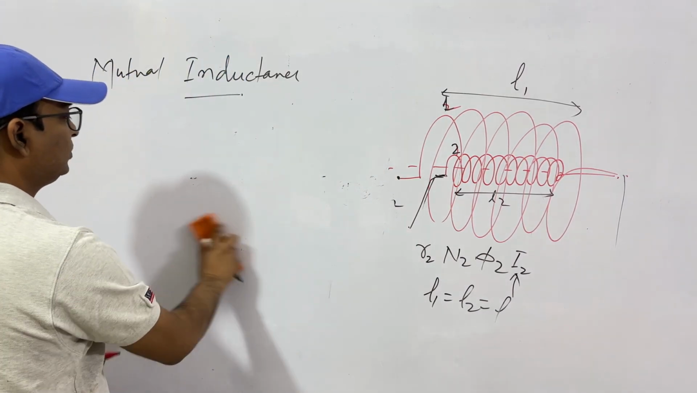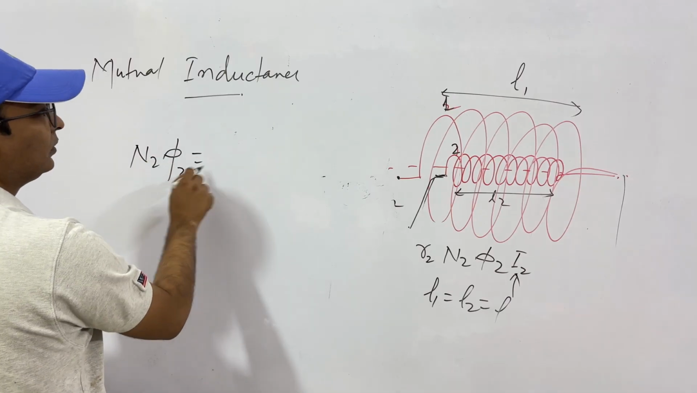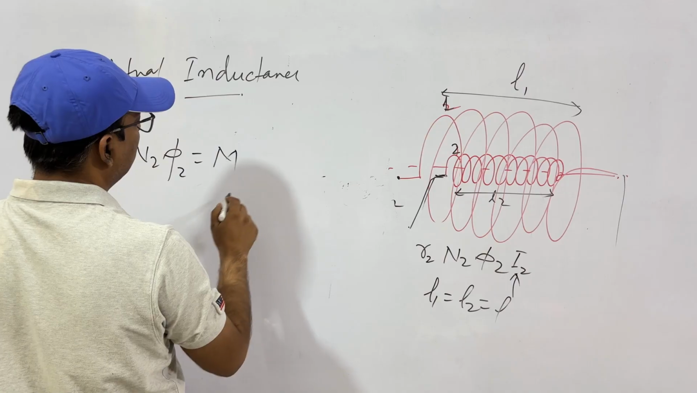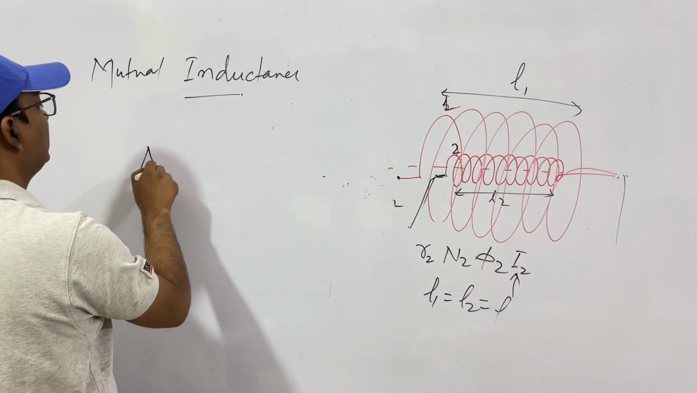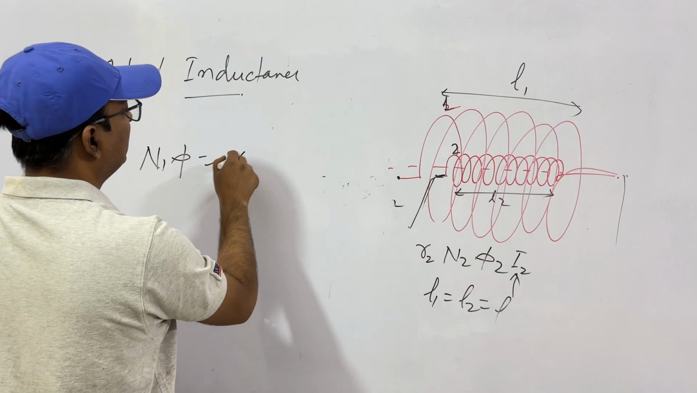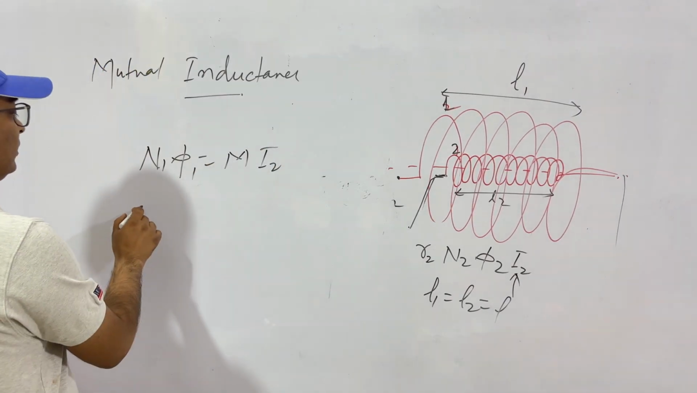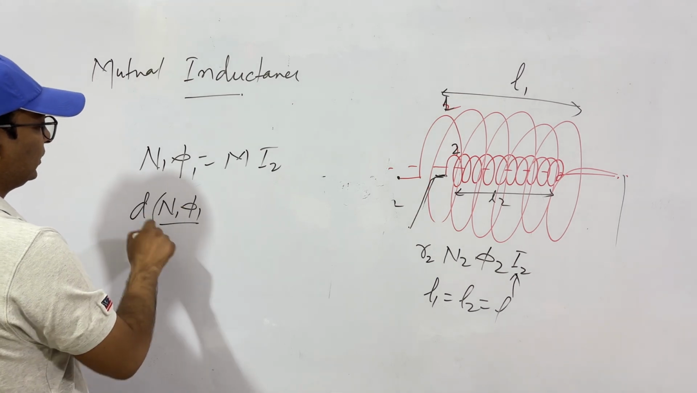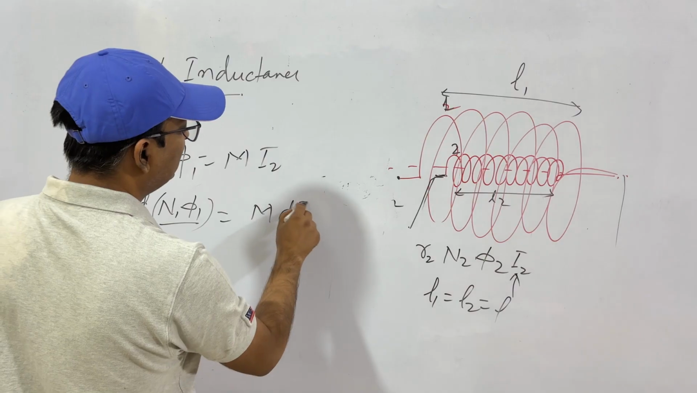Now you know N2 phi 2 is equal to mutual inductance M into, let's say for N1 phi 1, this will be M I2. This we have just seen. What if we take d by dt? So it will be M di2 by dt.